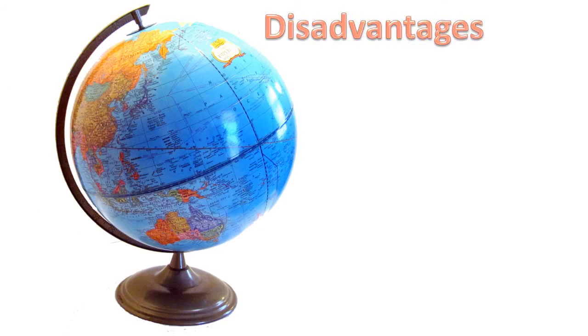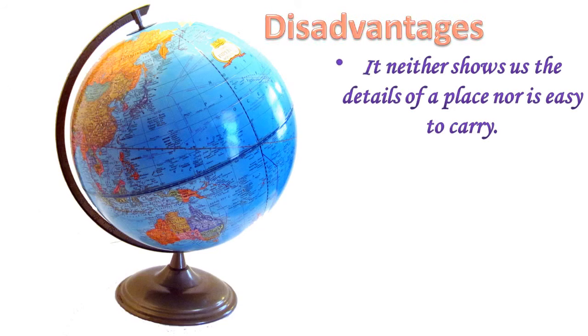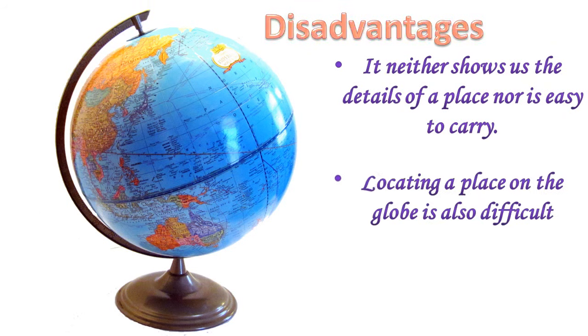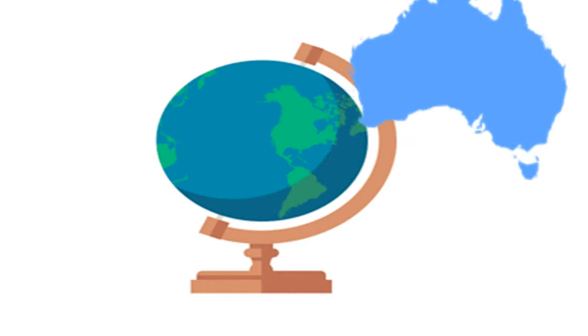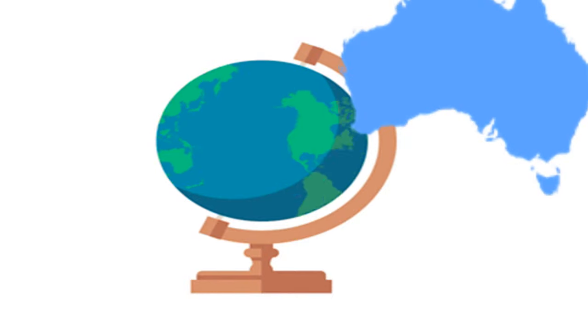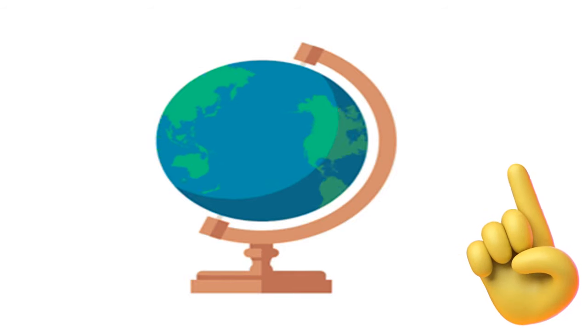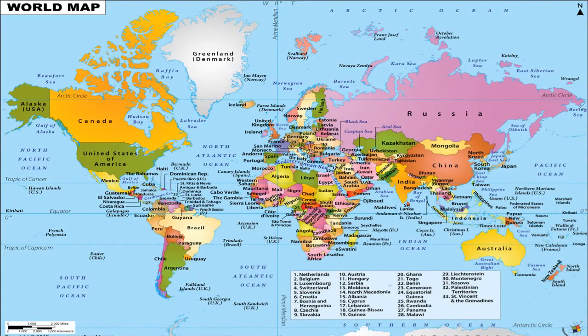A globe has its disadvantages. It neither shows us the details of a place nor is easy to carry. Locating a place on the globe is difficult. You can see this moving globe. Can you find a particular place easily? No, right? Therefore, we prefer using a map.